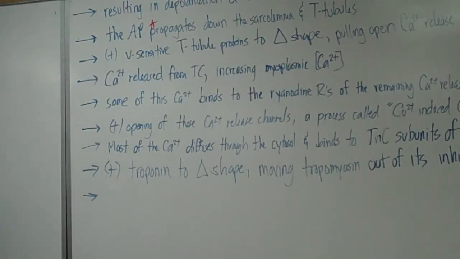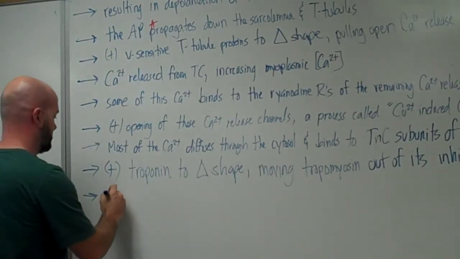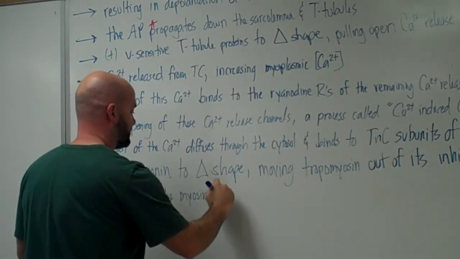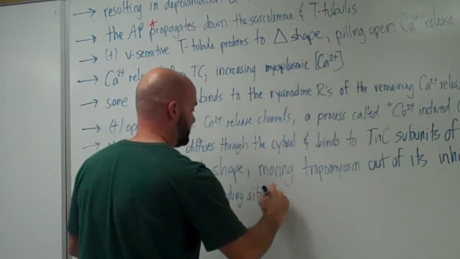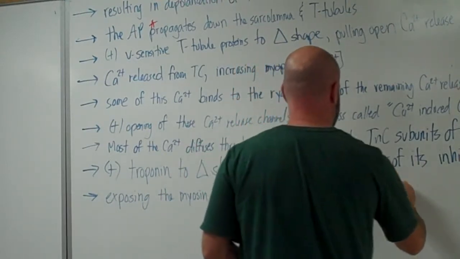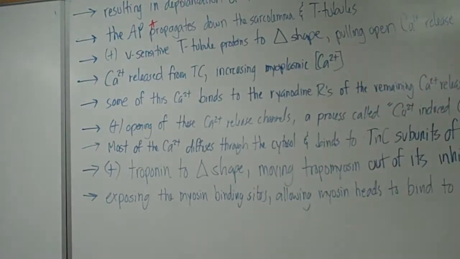And what does this do when you slide it off the binding sites? It allows for myosin to bind to actin, exposing the myosin binding sites, allowing myosin heads to bind to actin, to G-actin, to the thin filament. So troponin changes shape, moves tropomyosin away from its inhibitory position. That exposes the myosin binding sites, allowing the myosin heads to bind to actin.